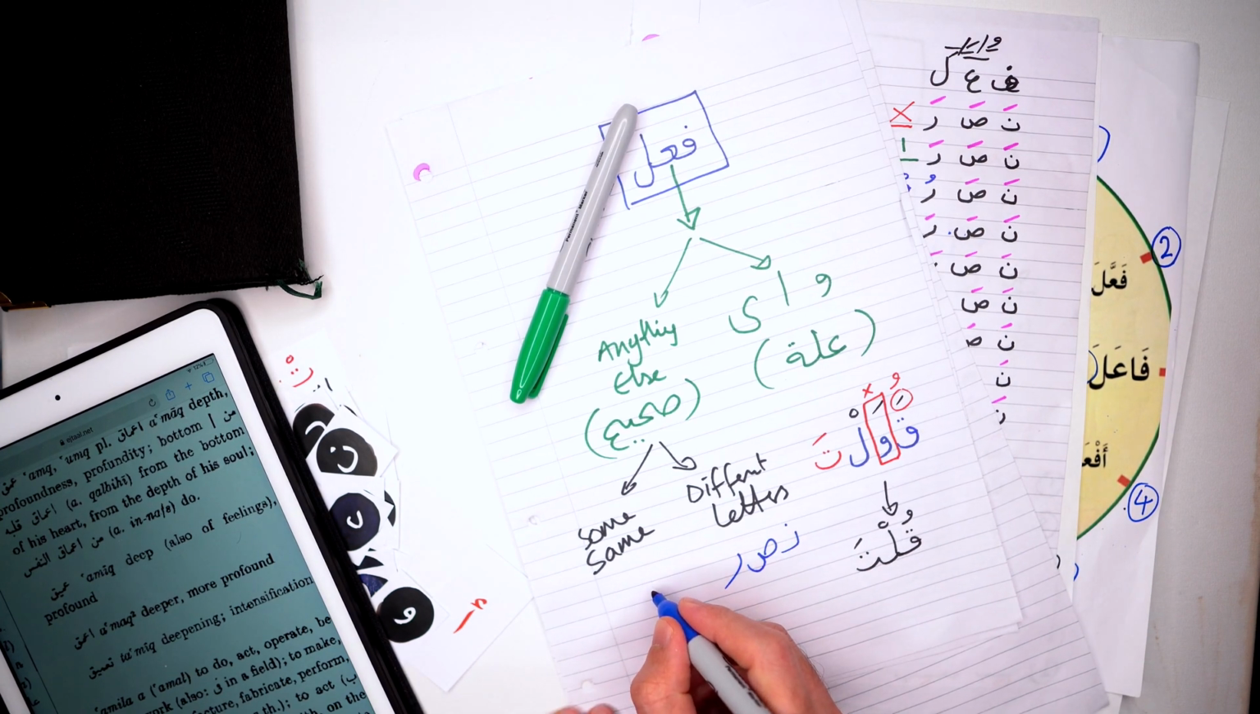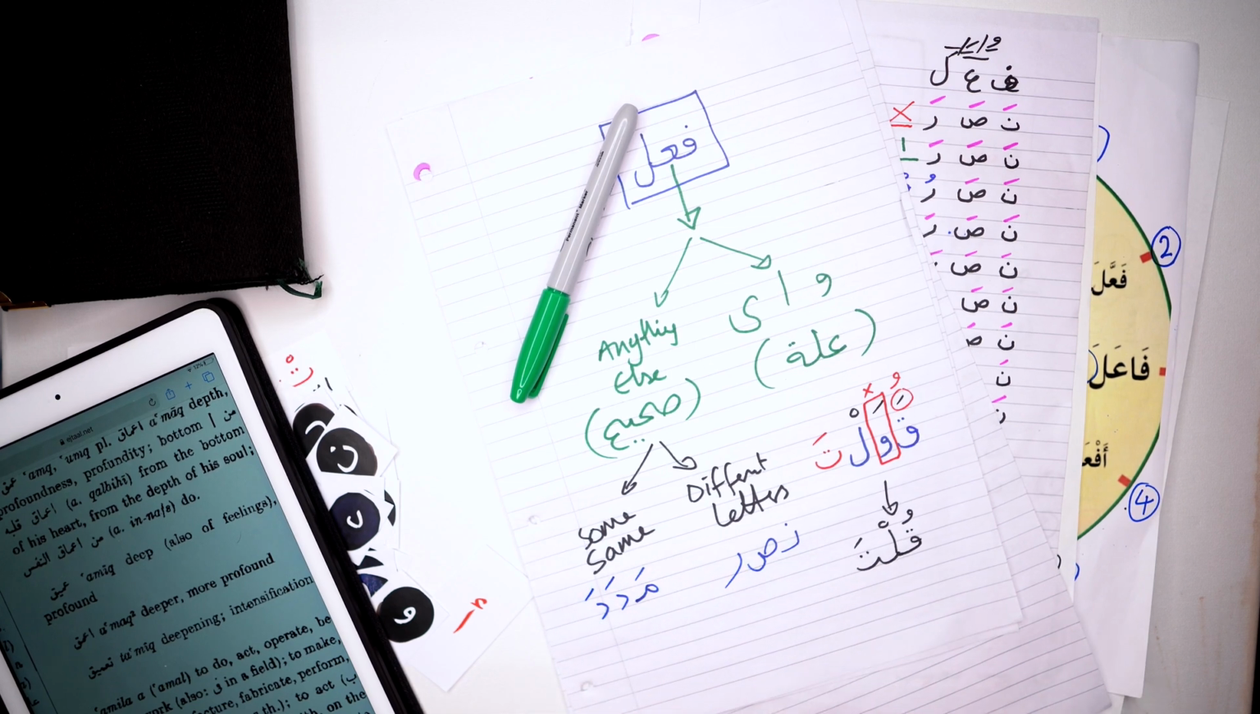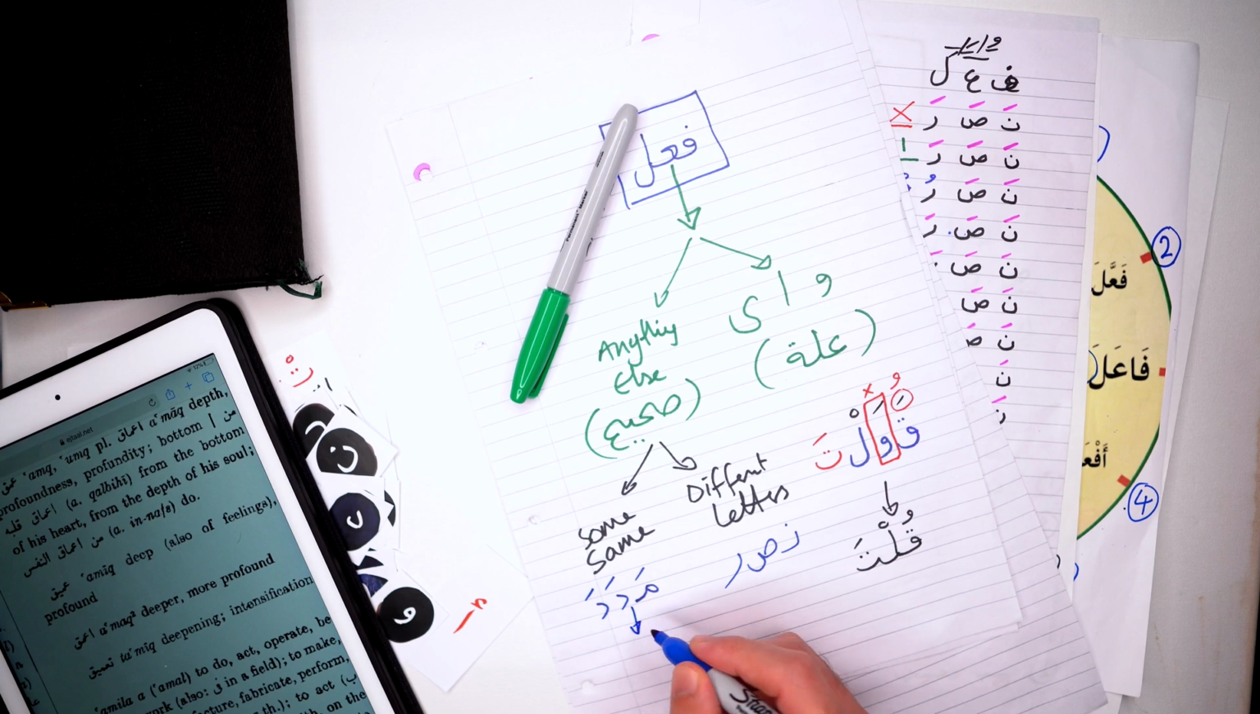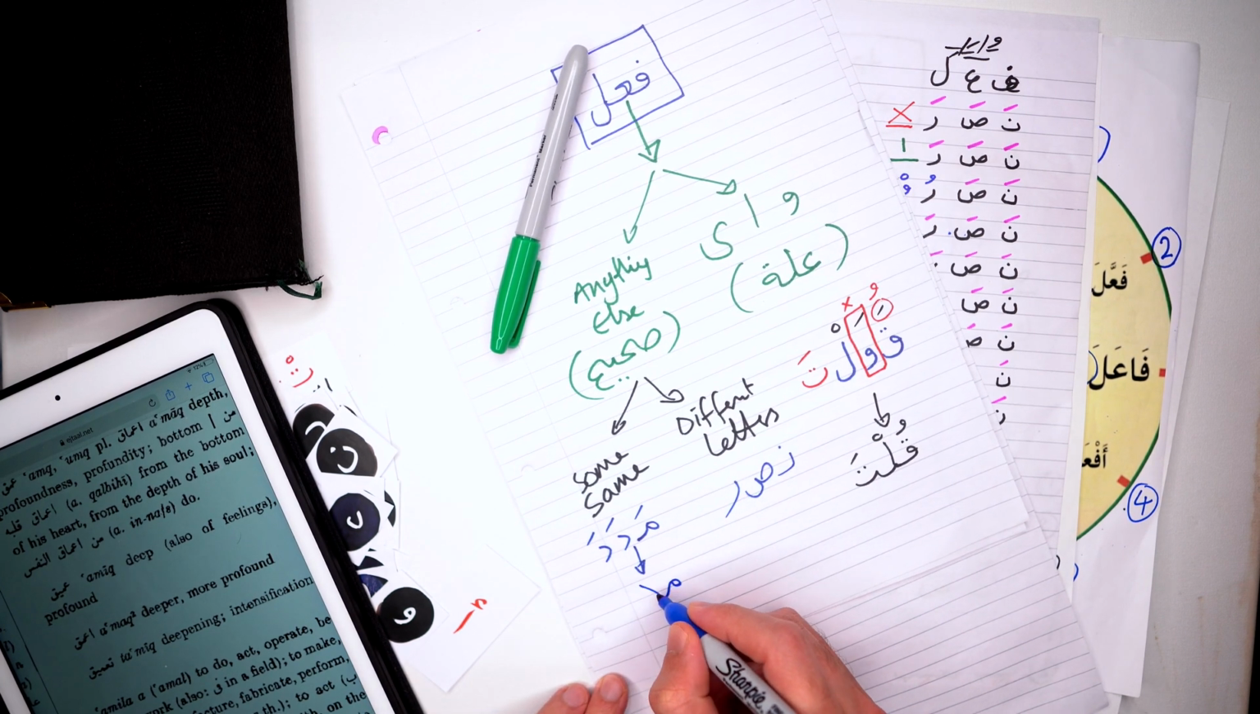For example, like mad. So originally madada, but you're going to see some transformations here. Arabs don't seem to like same letters as well. It's going to become madda.